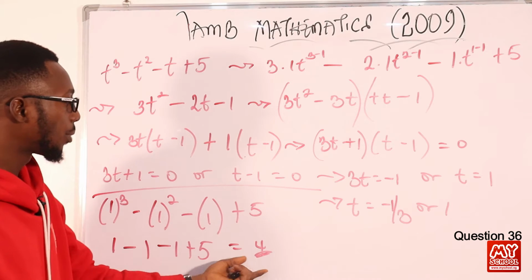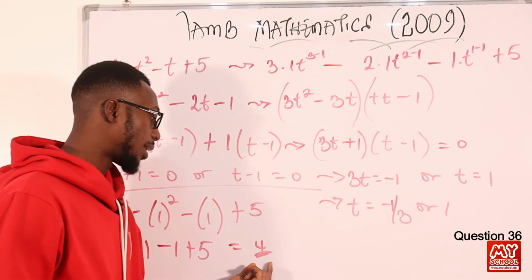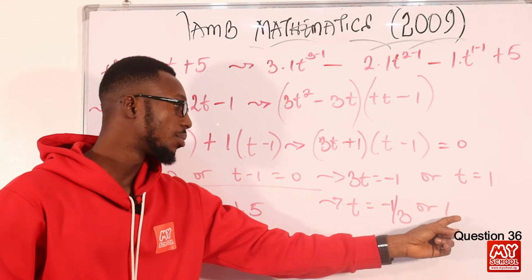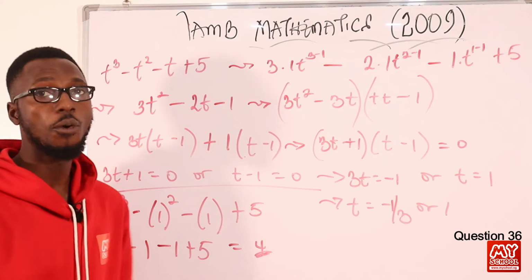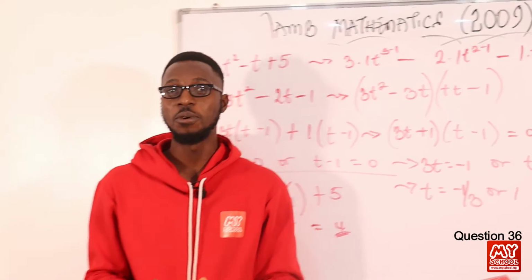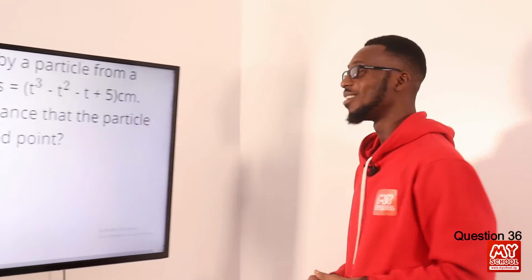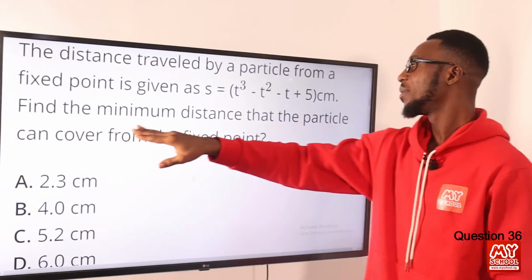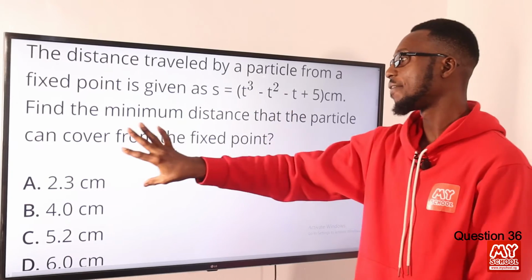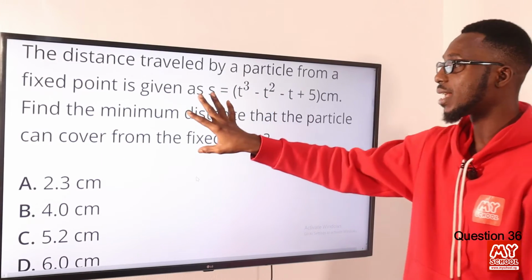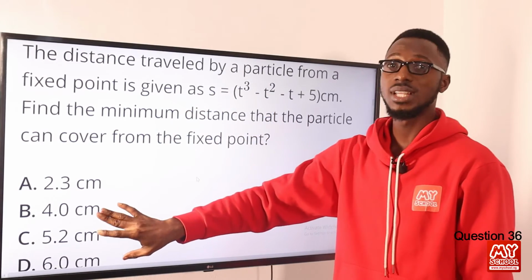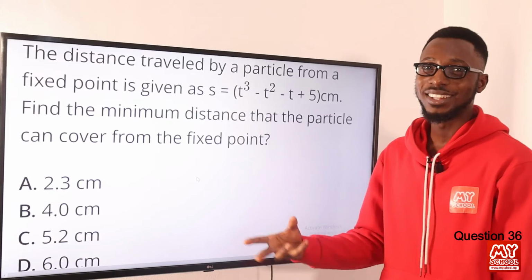So the value that we are looking for to give the minimum distance is what we have right here. So this gives you the minimum distance of 4. So let's go back to the screen to look for 4 with the unit centimeter, of course. Okay, so find the minimum distance that the particle can cover from the fixed point. So the minimum distance that can be covered is 4.0 centimeters. So option B is the correct option.